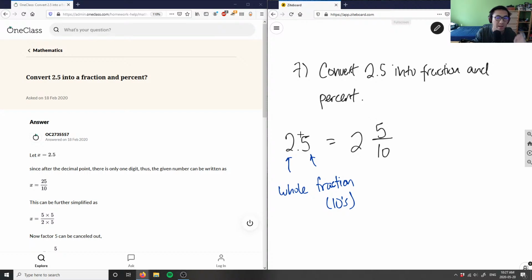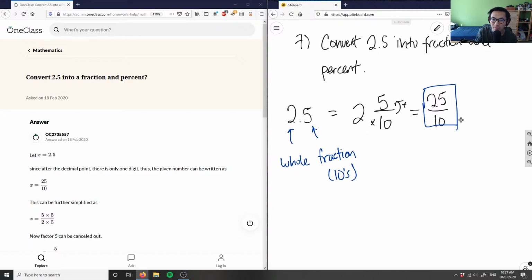And then what I can do now is I can convert this. This is now a mixed fraction. I can convert this into an improper fraction by simply multiplying in the whole number. So I can say 2 times 10 here is 20. And then I'm going to add the numerator. So 2 times 10 here is 20 plus 5 is 25 over 10. And this here is 2.5 in a fraction, which is great.